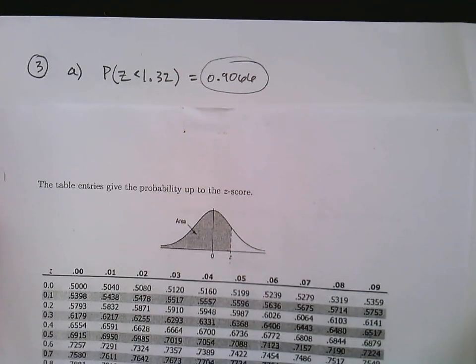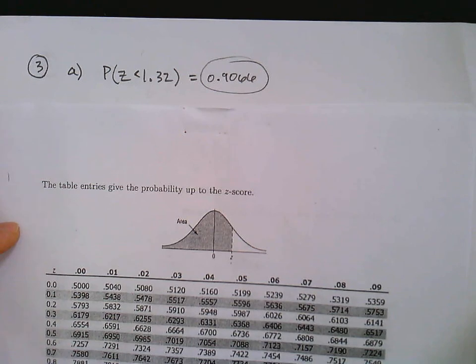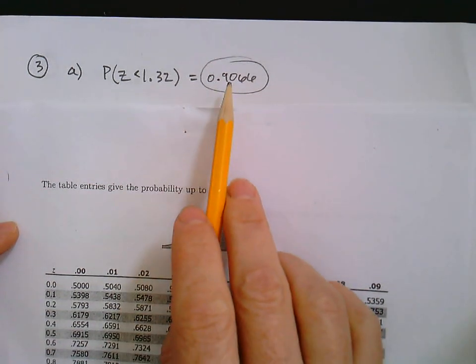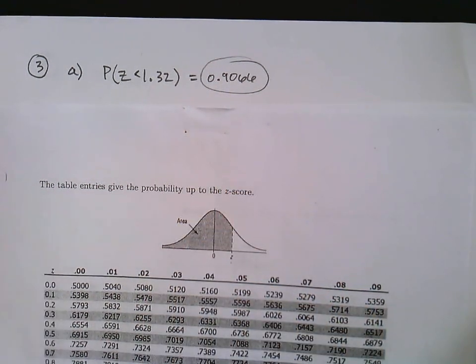If we were to plot 1.32, we'd be somewhere out here. And how much probability is below that? Over 90% of the data is below a z-score of 1.32. Okay.